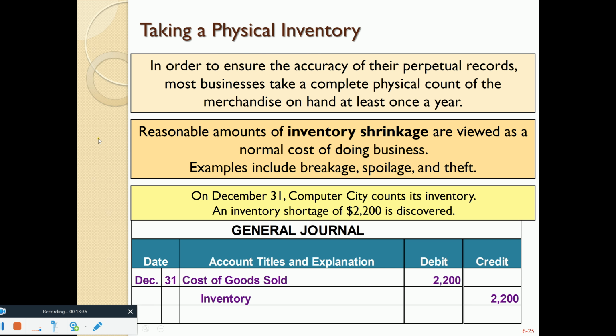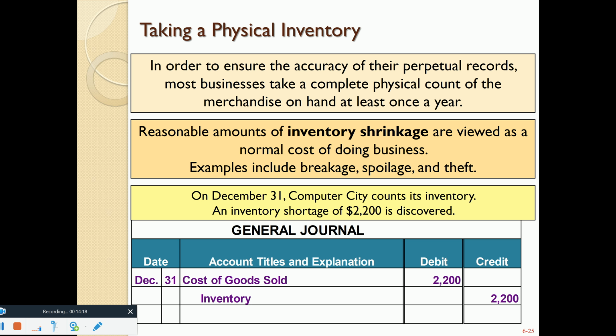All right, and last but not least, at the end of the year, even though we're perpetually keeping track of the inventory balances, sometimes there is what we call inventory shrinkage during the year. Maybe something broke in the warehouse, maybe something spoiled, maybe something was stolen. And you know what? Theft can be either on the employee side or the customer side. I know a lot of us think of theft on the customer side, but theft could occur on the employee side as well. That would be very bad, but it certainly could happen, especially if there are poor internal controls set up in the warehouse.